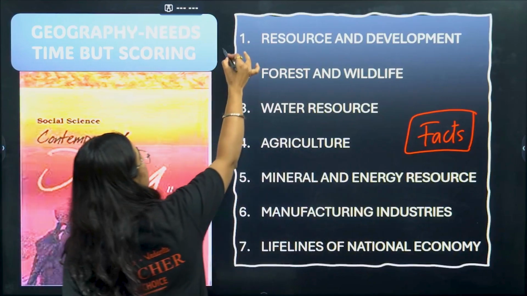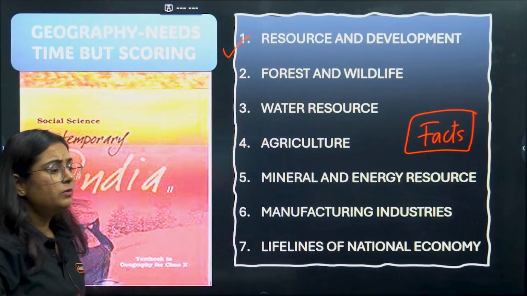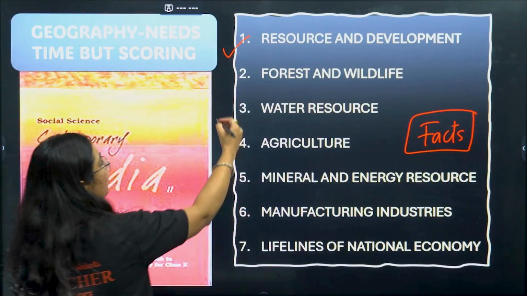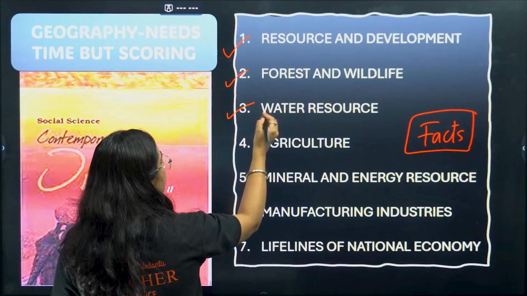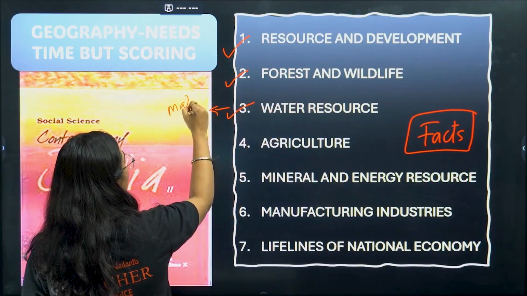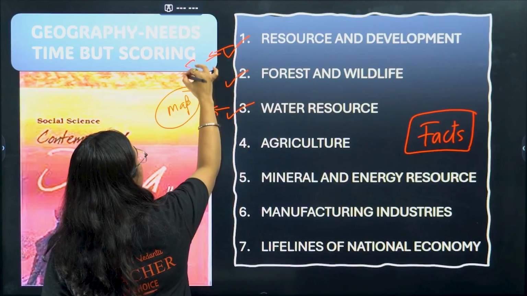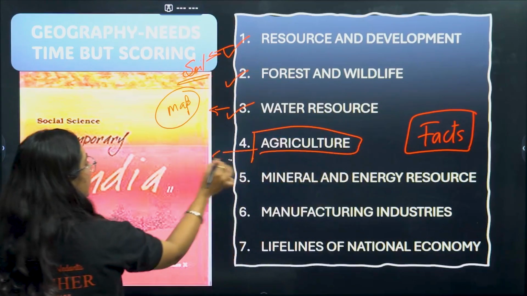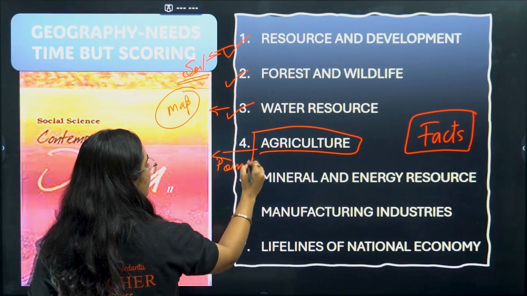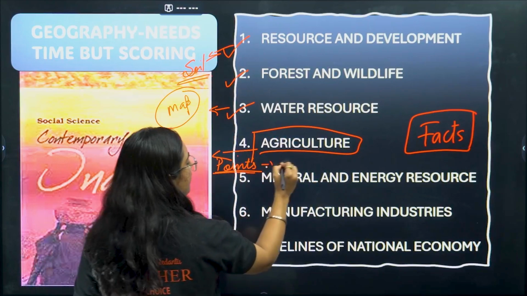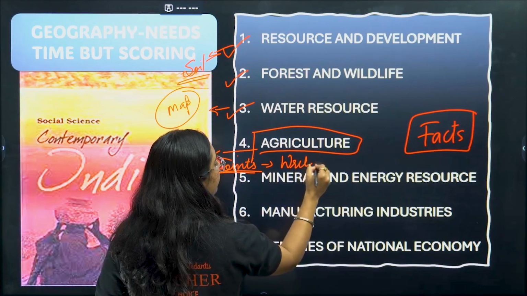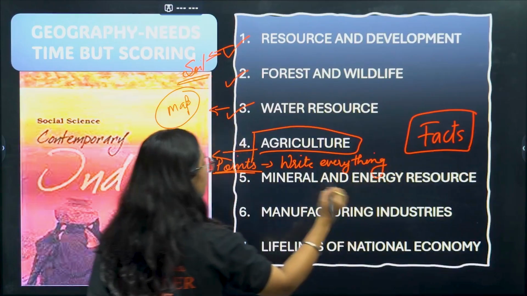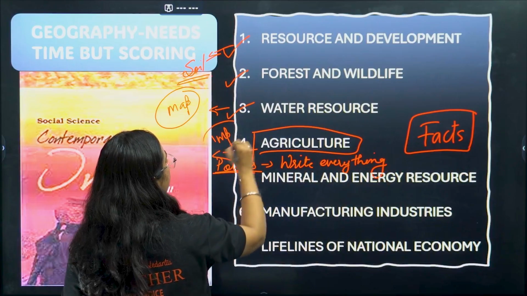First, we will start with resource and development. Very soon this video is going to come on the channel also. Then move to forest and wildlife, water resource. From water resource you also have map work. From soil there is also map work. Again, move to agriculture. For agriculture, points to remember: write everything, because agriculture has so many facts within.